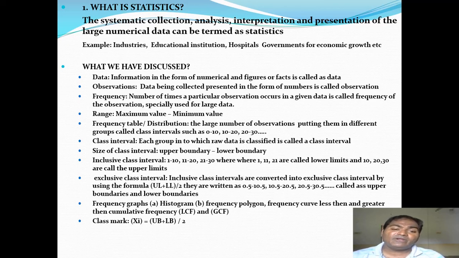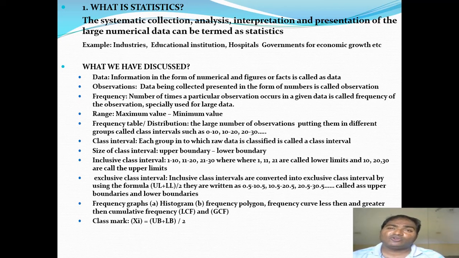How can I convert them into exclusive class intervals? I can take the formula (upper limit plus lower limit) by 2. That is (10 plus 11) by 2. I get 10.5. This 10.5 is used for both. In that way, you can see the example and understand how I can convert an inclusive class interval to an exclusive class interval.